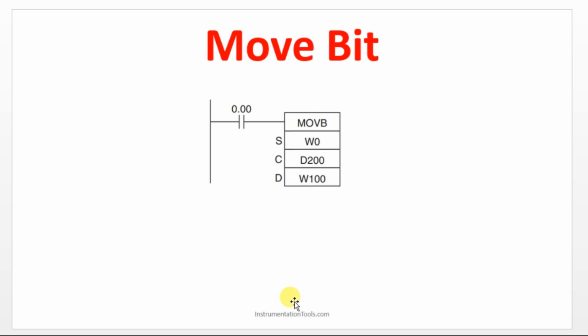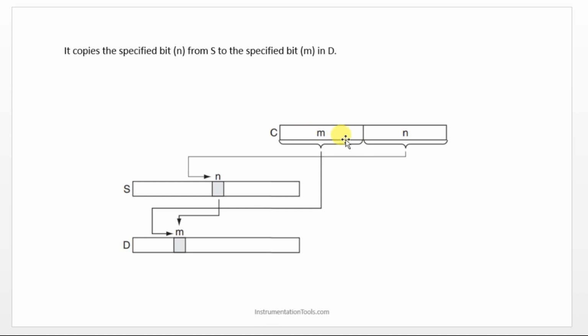So this C is the control word, which will be telling which bit you want to move from source and where you want to put that in the destination. Those details will be given by the control word. So let's see that. Imagine C is the control word, and here you are having M and N. N will be the specified bit in source and M will be the specified bit in destination. You are going to move this nth bit and put it in the mth bit.